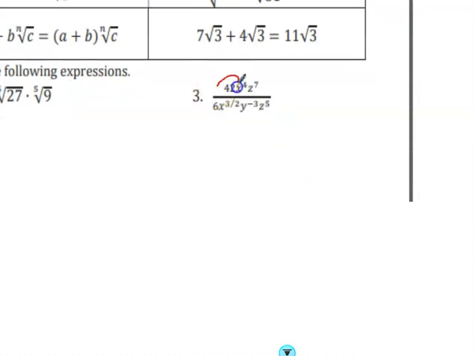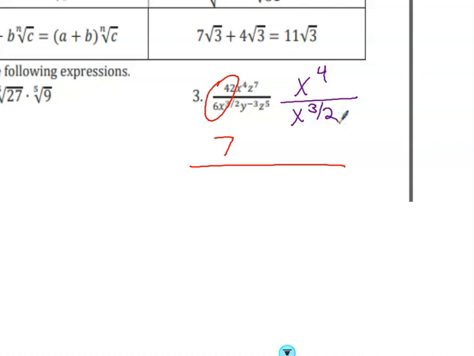All right, so I have 42 over 6, so I'm going to deal with that first, and that answer is 7. Okay, now I'm going to deal with the x's. So x to the 4th over x to the 3/2. Now I need to make common denominators because I need to subtract the exponents. Subtract is quotient power, okay?